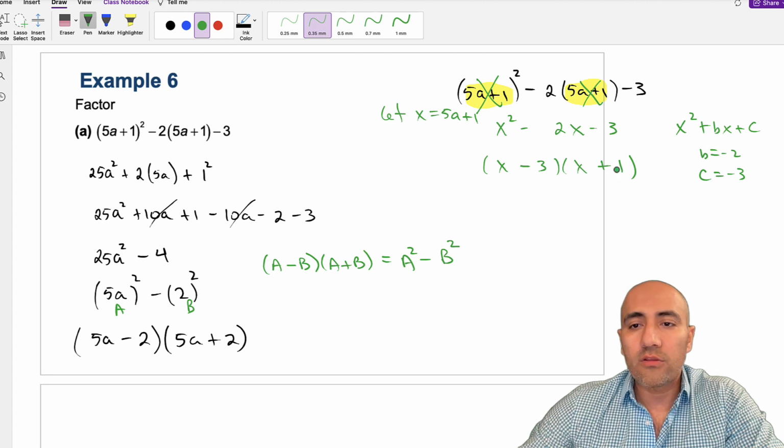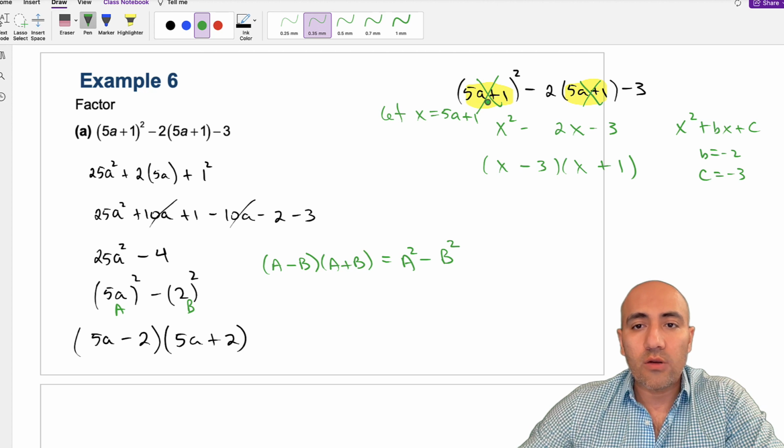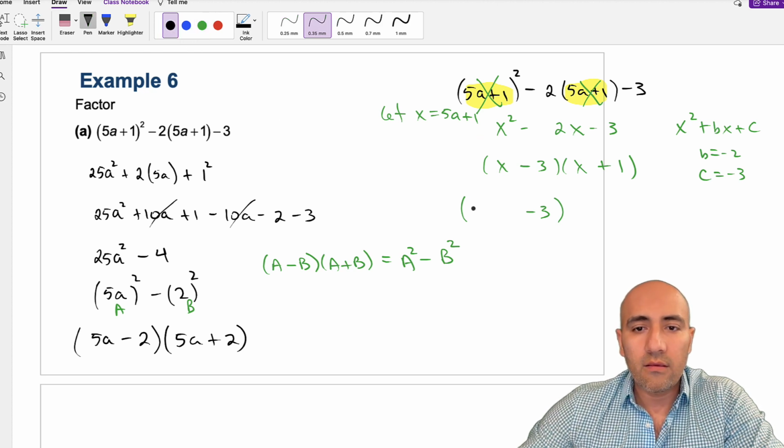I know that they multiply to -3 and they add to -2. Good. So just guessing and checking, the numbers were pretty easy. And now we go back to where we were, because we weren't dealing with x, we're dealing with this little binomial here. So now it's going to be -3 there, and I'm going to put a 5a plus 1 there because that's what the x is.